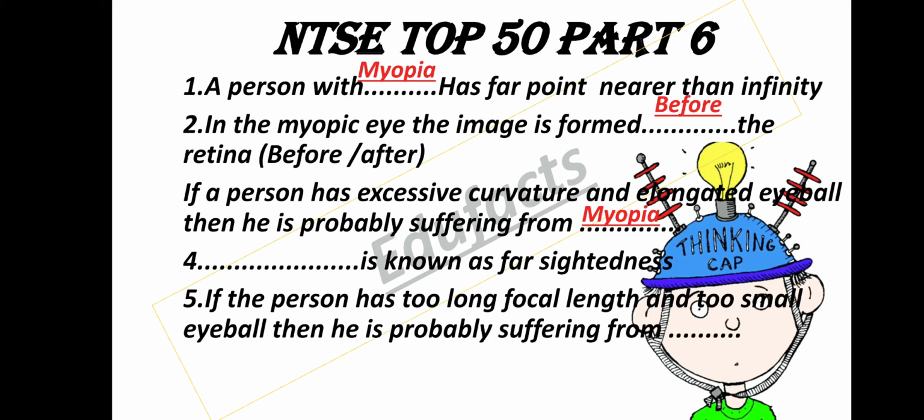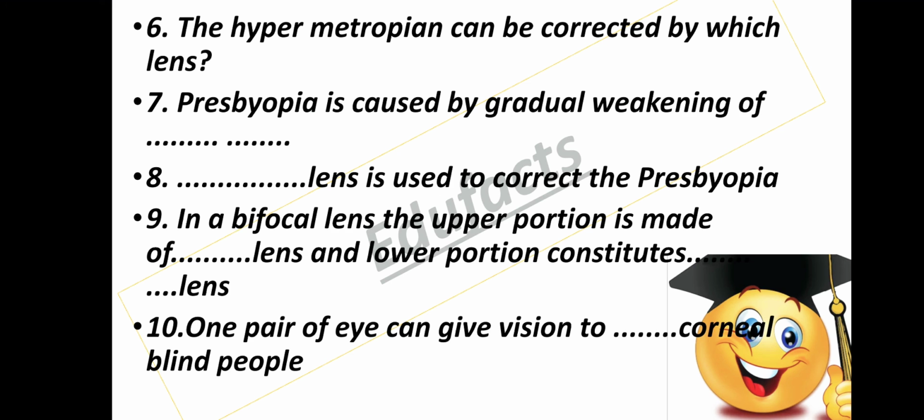Next one is the dash is known as far-sightedness, that is hypermetropia. Hypermetropia is also known as far-sightedness. If the person has too long a focal length and too small an eyeball, then he is probably suffering from hypermetropia. Question number 6. The hypermetropia can be corrected by which lens? That is convex lens.